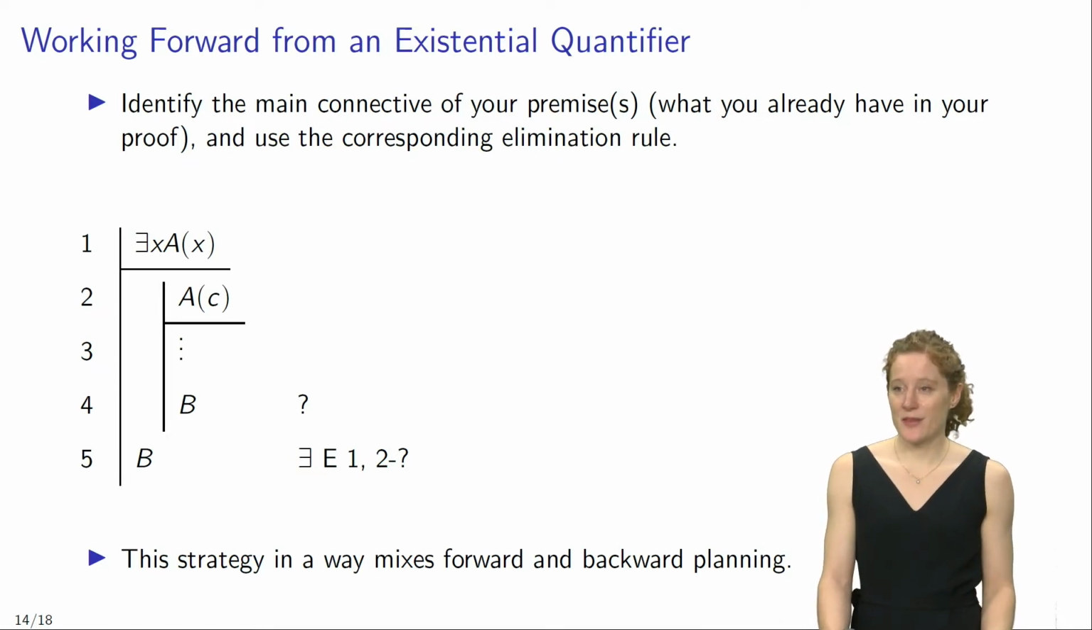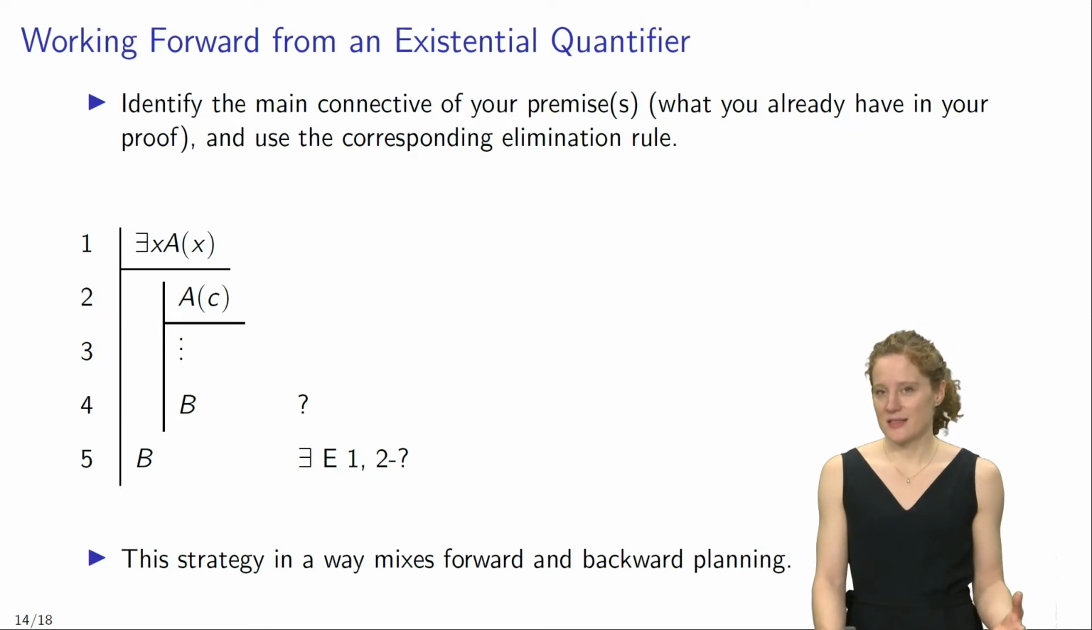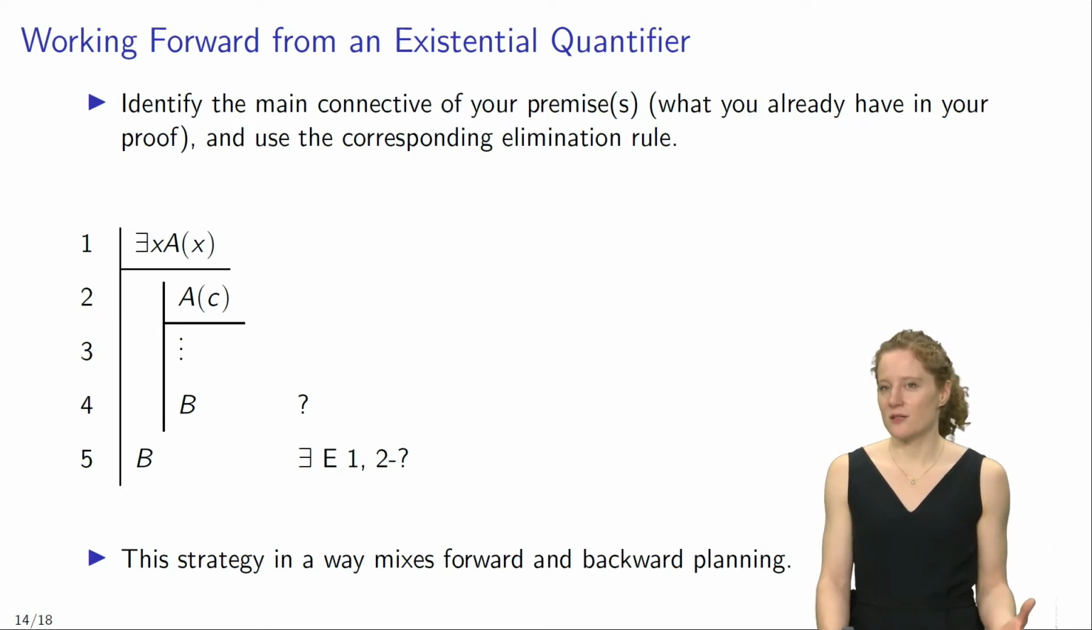Now, just as with the other proof strategies, a successful application of this strategy also requires you to pay attention to a few important constraints. In particular, the name C cannot appear in an undischarged assumption before line 2, and it can also not appear in the sentence B that appears in line 4 and 5.